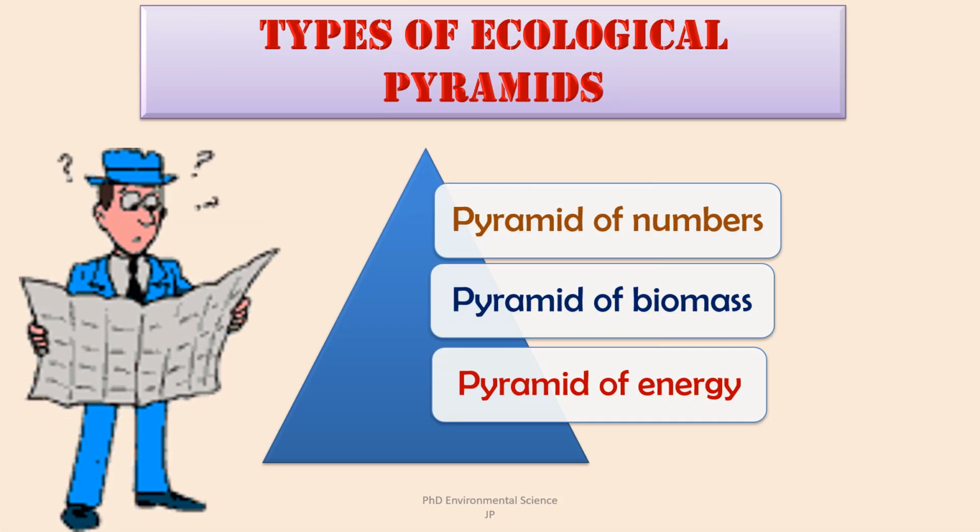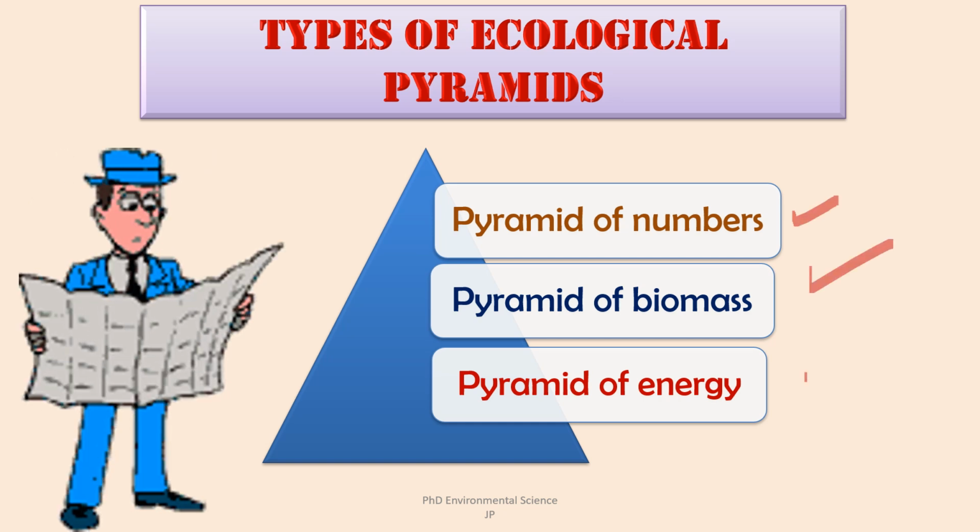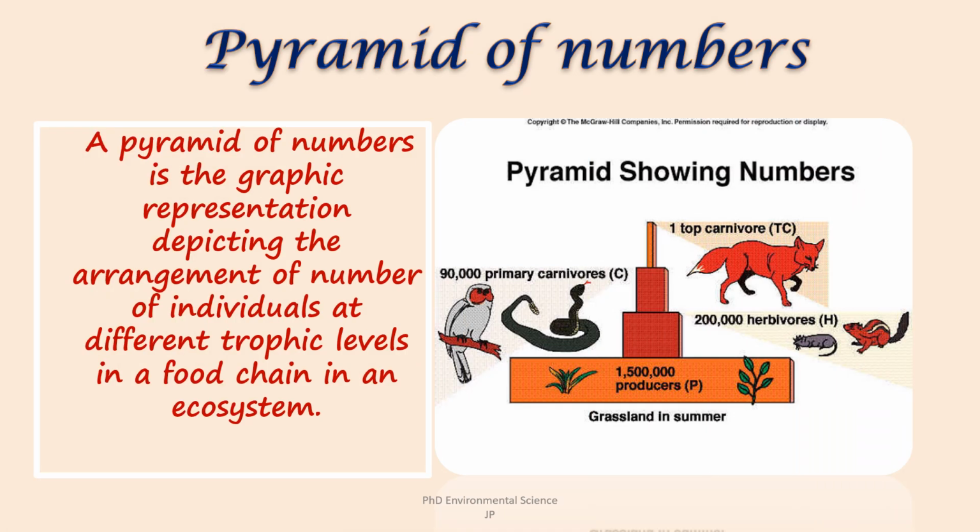Types of ecological pyramids. So there are three types of ecological pyramids: pyramid of numbers, pyramid of biomass, and pyramid of energy. Pyramid of numbers. Now it is a graphical representation that shows the number of individual organisms at each trophic level in a food chain within an ecosystem. It provides understanding into the population sizes of different species and their roles in the ecosystem.